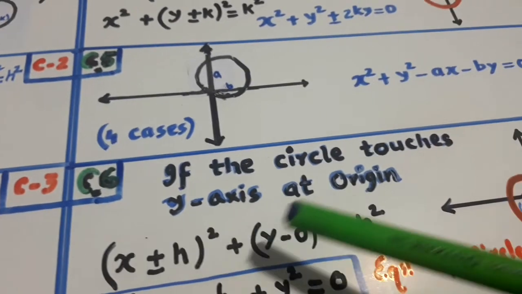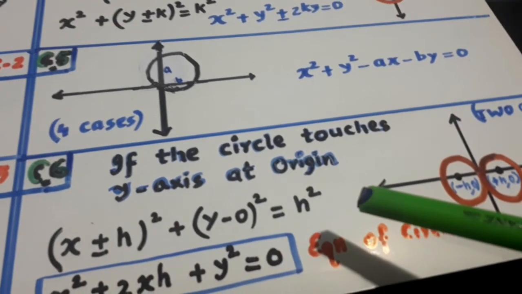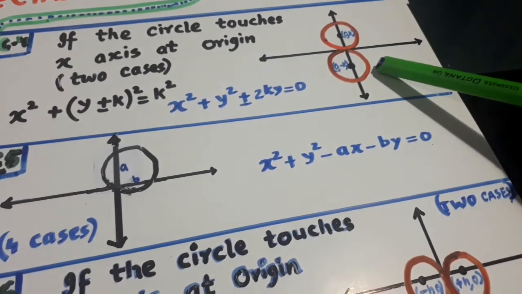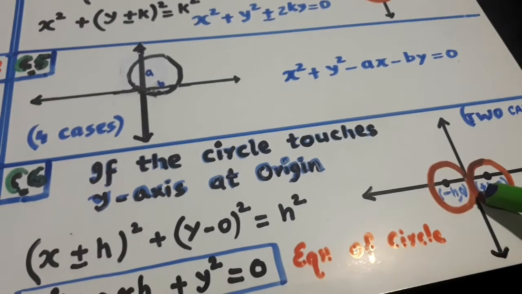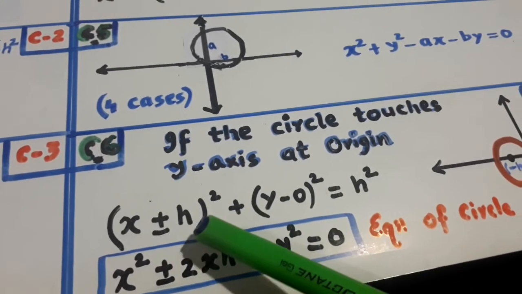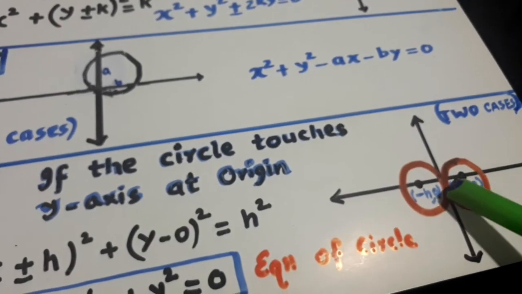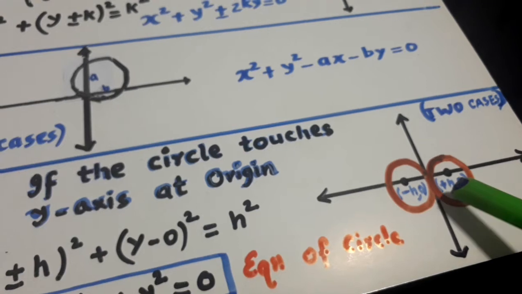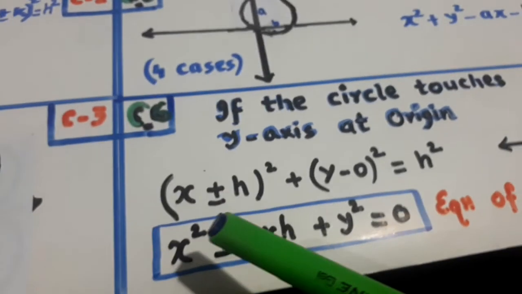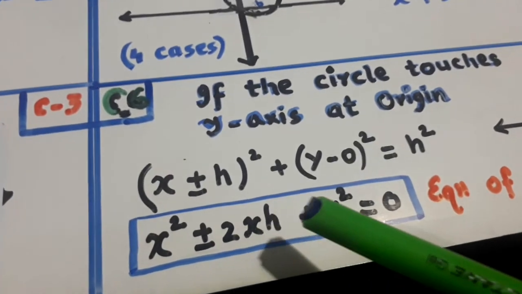Now, let us go to case number 6. If the circle touches the y-axis at origin, look here, it was touching the x-axis, now it is touching the y-axis. Again, there are going to be 2 equations. One will be with plus h, look here, this is plus h and this is minus h. In this case, 2 equations will become like this.